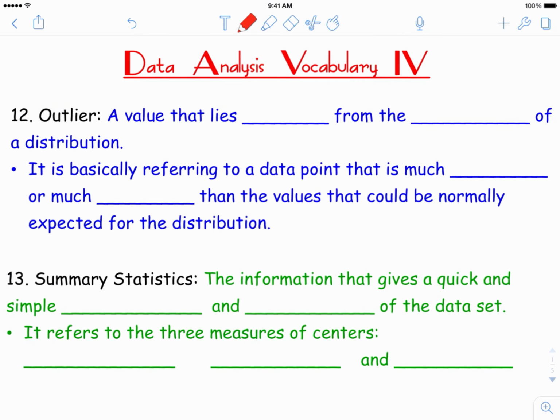Hi everyone! In this lesson, we will go over how to choose the best measure of center to describe and summarize the distribution of a dataset. So let's begin with some more vocabulary.